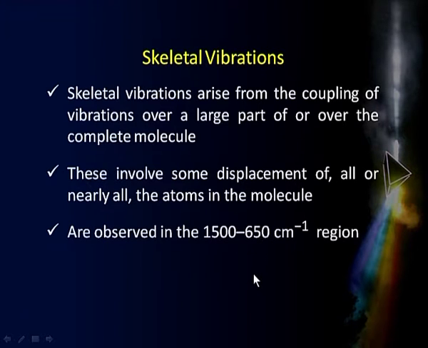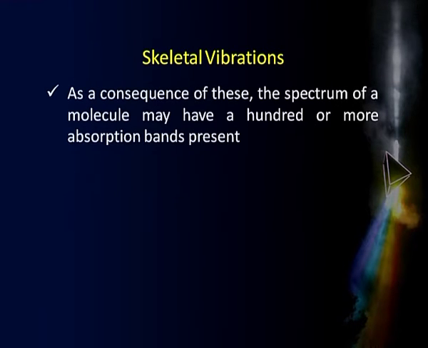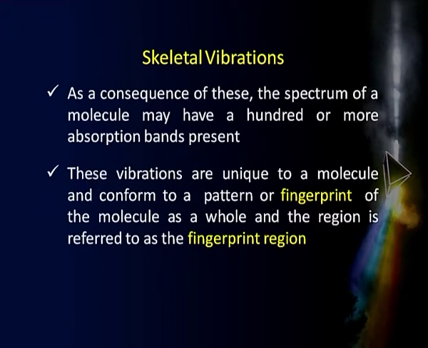Now, this is very significant. Firstly, the vibrations we observe in this region are quite sensitive to steric or electronic effects in the molecule. A small structural or electronic change in the molecule will lead to a large change in the spectral vibration we observe. As a consequence, the spectrum of a molecule may have a very large number of absorption bands, and these vibrations are very unique to a molecule. They have a typical pattern, called a fingerprint of the molecule as a whole.